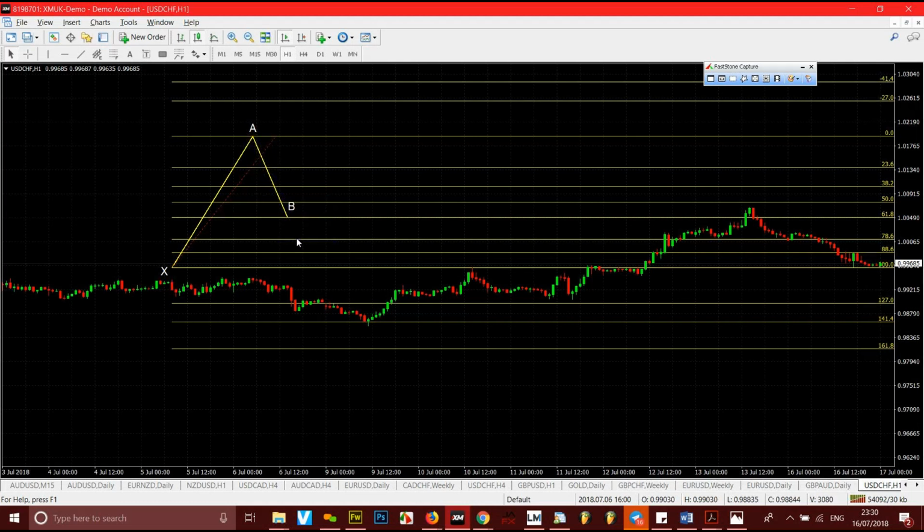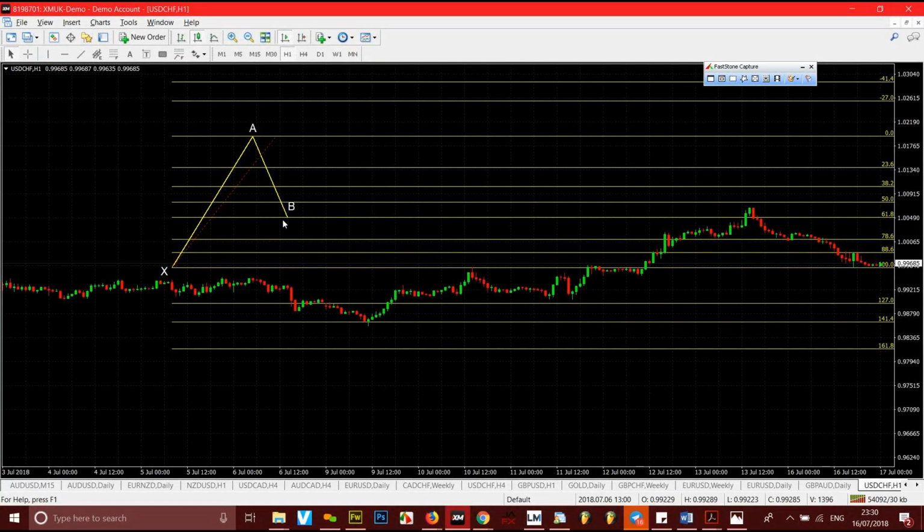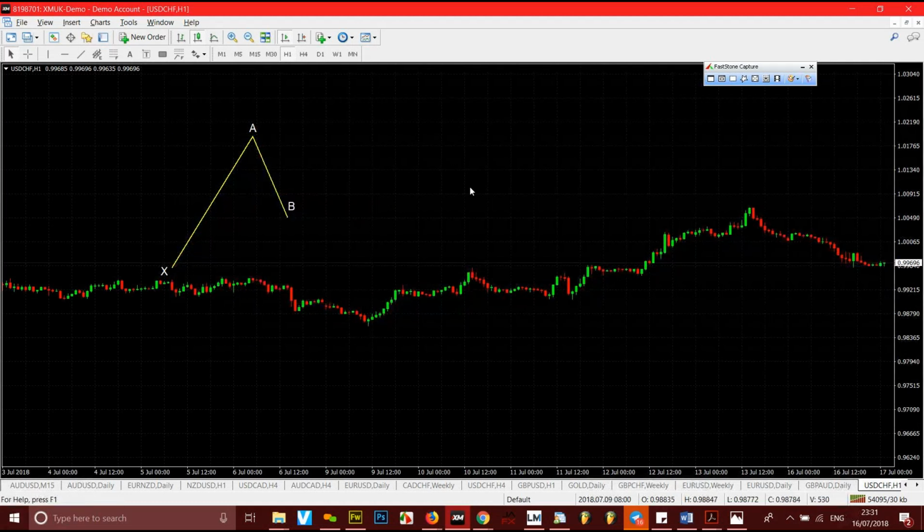That is where price must get to. Price cannot be lower than that. It can't be 23, it can't be 38, it can't be 50, it can't be 78. It must be 61.8 to make this a valid Gartley. So when that has been identified, the same thing happens on the bearish as well.